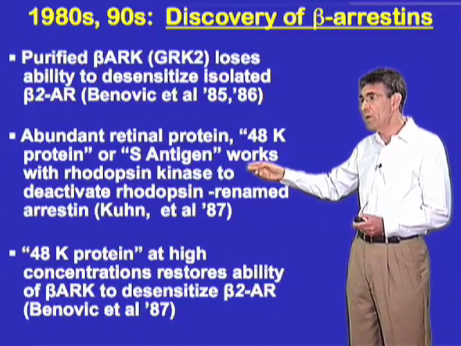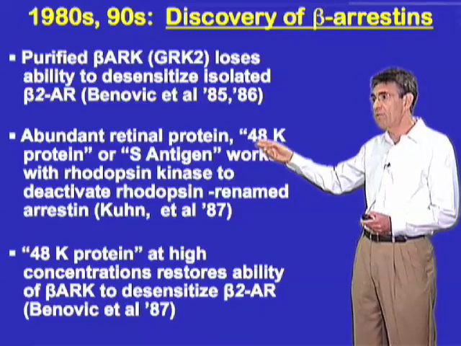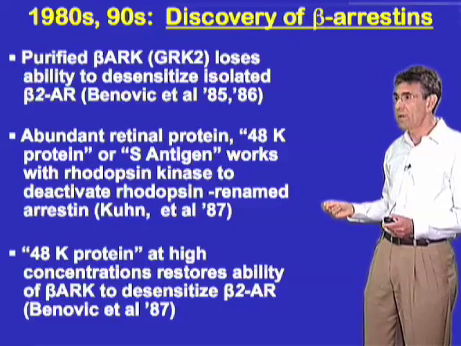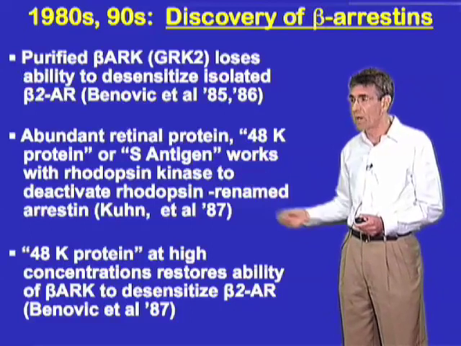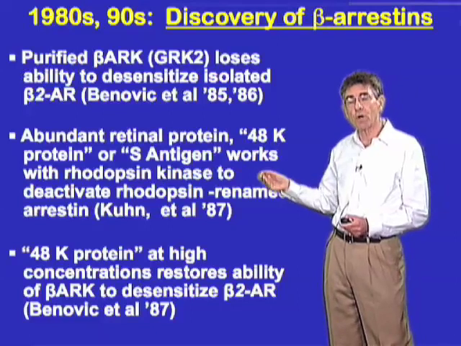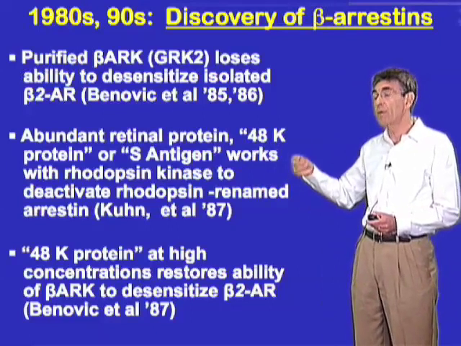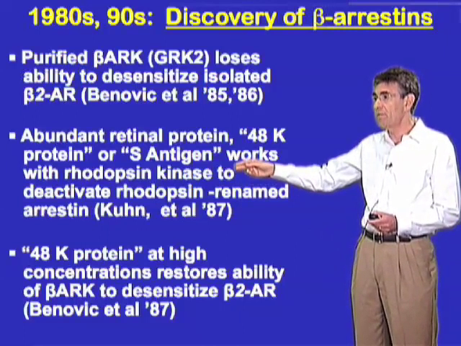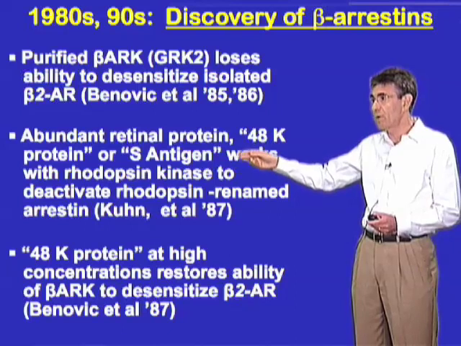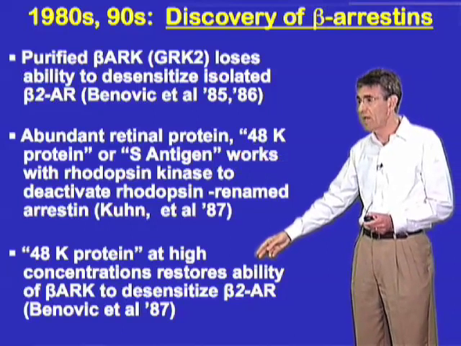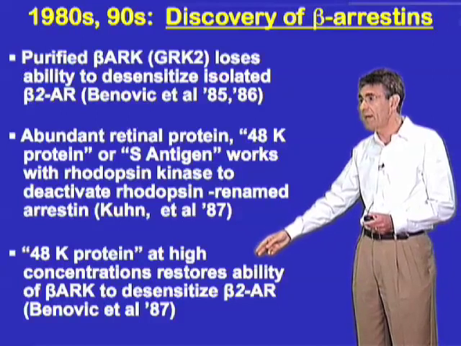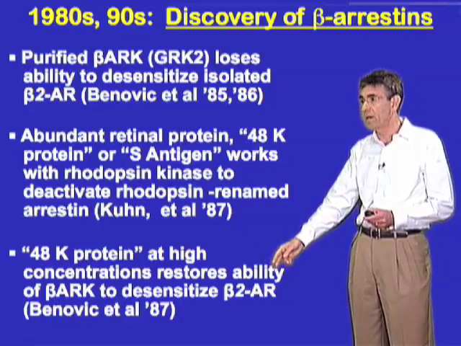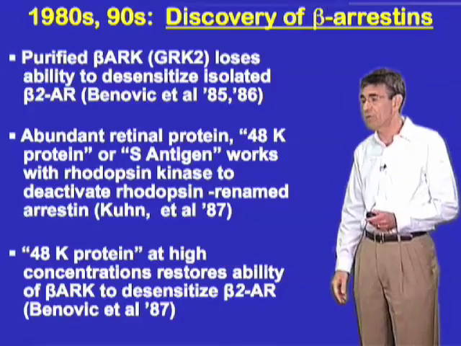Of course, we knew starting out that 48K protein, or arrestin itself, couldn't be the molecule we wanted because it was expressed only in the retina. Nonetheless, it seemed like a starting point, and it seemed like something that might resemble what we were looking for. And so I contacted Kühn and obtained from him some of his authentic arrestin protein. And sure enough, Benovic was then able to demonstrate that when added at high concentrations to our experimental system, it restored the ability of BARK to desensitize the beta receptor.